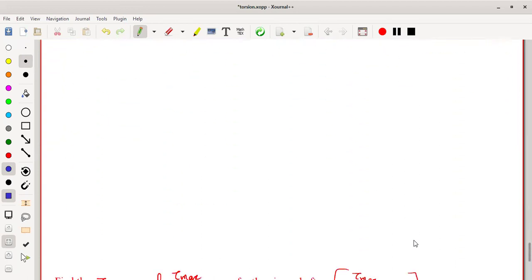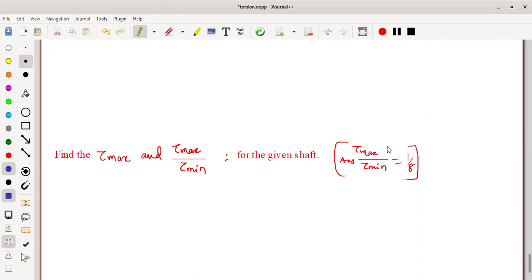Like that we have another question, which I have just written here. Just go with it. I'd like to end this session, because most of the torsion problems will be like this only. It is better to go.